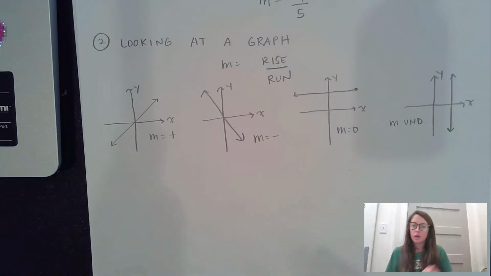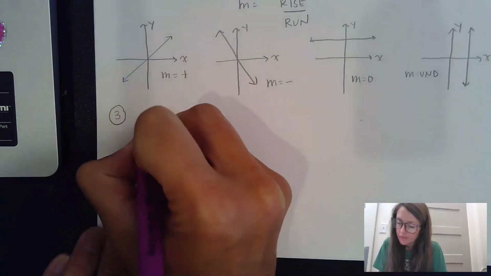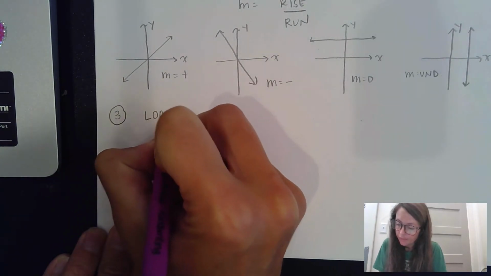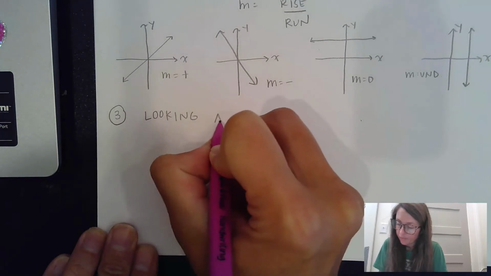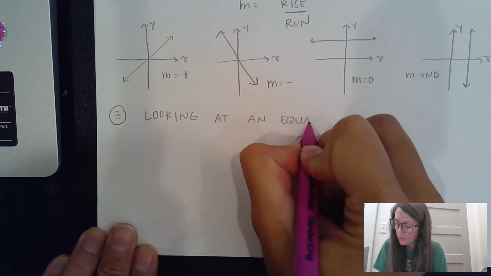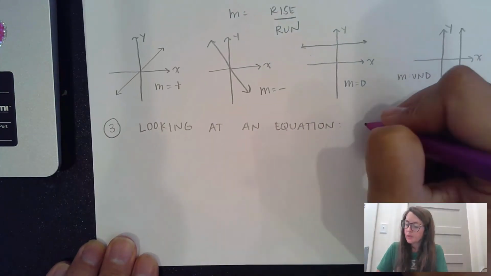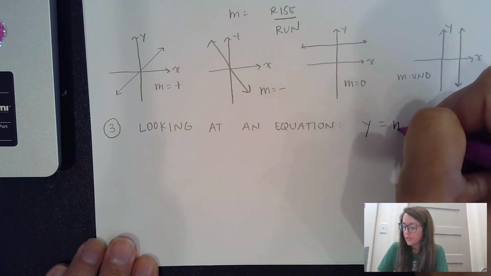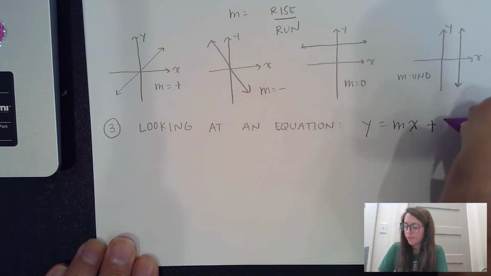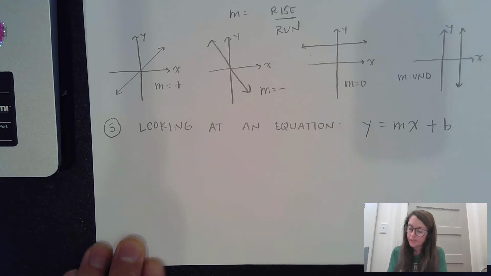Okay. You can also look at an equation. If you were to look at an equation, the linear equation would need to be solved for y. So if it was solved for y there, then you can find the slope. It's going to be the value that's in front of your x.